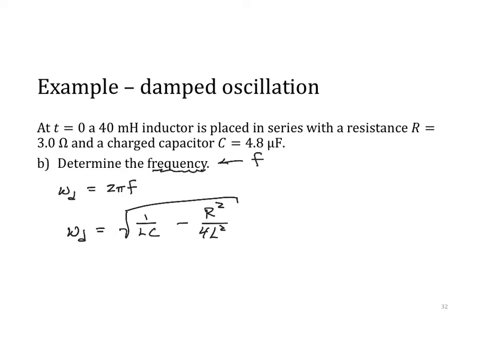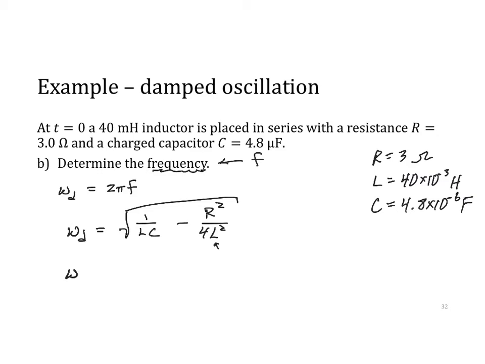So again, we want to use that R equals 3 ohms, that L equals 40 times 10 to the minus 3 henries. So we want to make sure we keep in those factors of 10 and don't lose them in this adventure. And C equals 4.8 times 10 to the minus 6 farads. And so we want to put that inside parentheses when we square things.